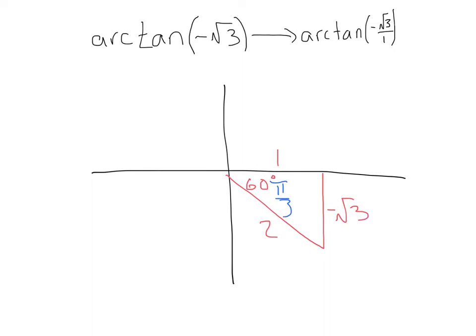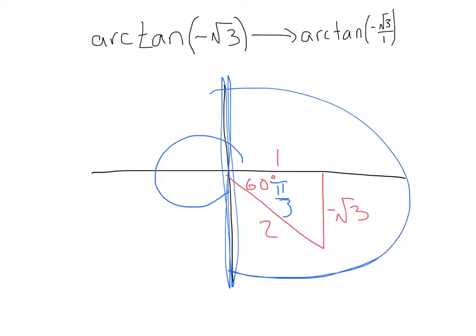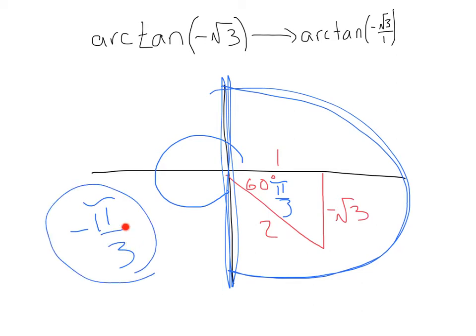Now, instead of doing 2 pi minus pi over 3 to get this huge angle right here, we have to keep in mind that the range of arctangent is from negative pi over 2 to pi over 2. That's this distance in here. So, with that in mind, instead of doing that 2 pi minus pi over 3, I can just write my answer as negative pi over 3. All of our answers have to lie within the range of each inverse function.